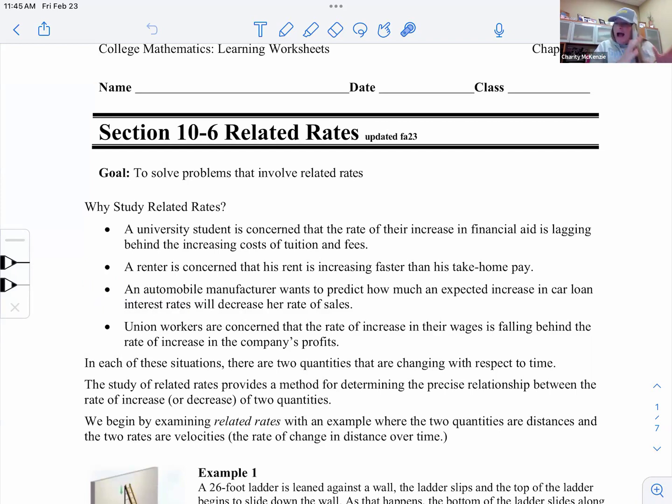The third one: an automobile manufacturer wants to predict how much an expected increase in car loan interest rates will decrease her rate of sales. Massive for houses right now. The current rate when I'm making this video for a mortgage is over 7% with good credit. My mortgage was 3%, so like 3.1. That tells you how much it's gone up, and that is going to make houses not sell. Same thing with cars. If that rate goes really high, people aren't going to buy a car. So how are you going to manage that as a business?